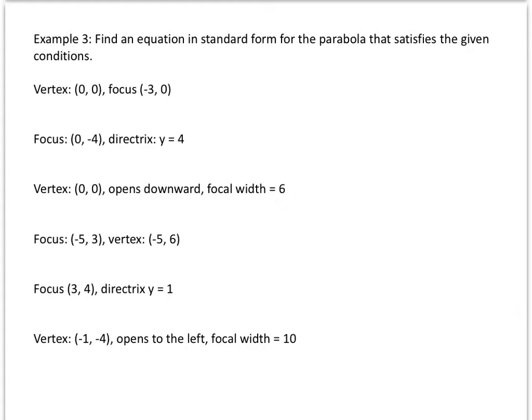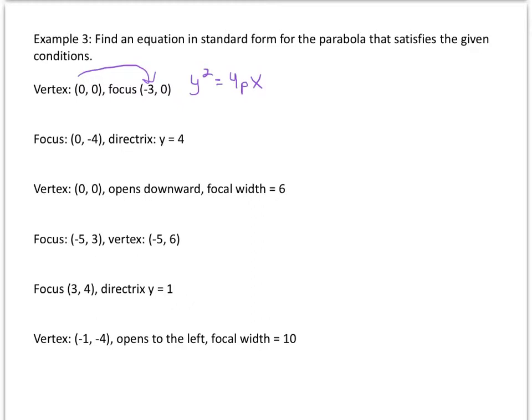So this first one, it says vertex 0, 0, focus negative 3 comma 0. So we're going to be looking at the chart that has vertex at 0, 0. The focus is negative 3 comma 0. That means that my x is what changed, and so that means that I have y squared equals 4px. Okay, because what changed here? The x.